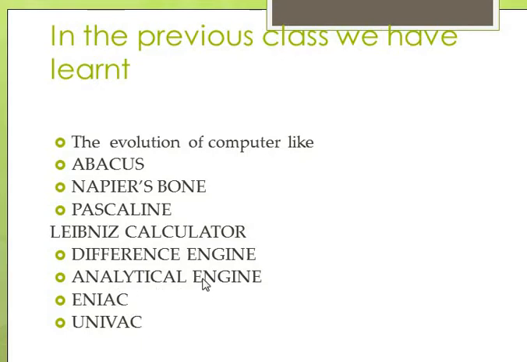But analytical engine was the first general purpose computer, while ENIAC is the first general purpose electronic computer. ENIAC stands for electronic numerical integrator and calculator. Last one, UNIVAC, stands for universal automatic computer. It was the first commercially available electronic computer.